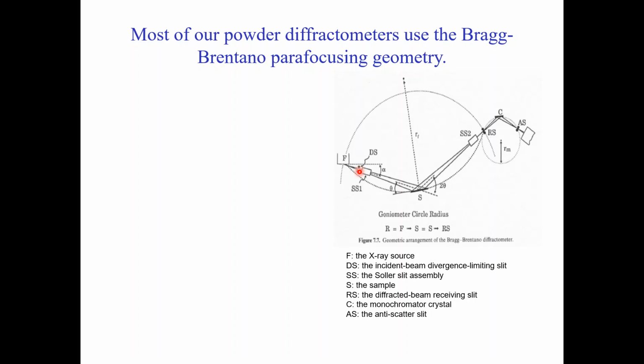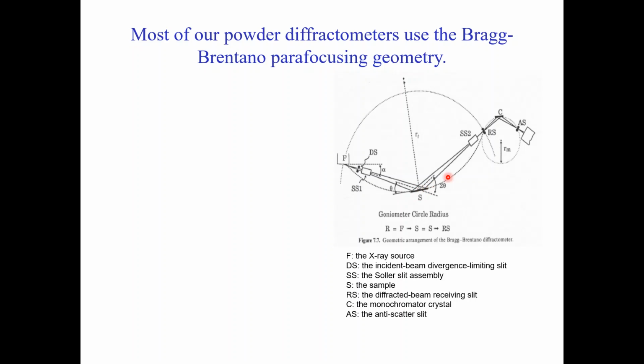And then we have two more parts, one at the X-ray source side and the other on the detector side. These are denoted by SS1 and SS2. This is the Soller slit assembly, one on the X-ray tube side, and the other on the detector side. Then we have the sample, lying here in the center, denoted by S.